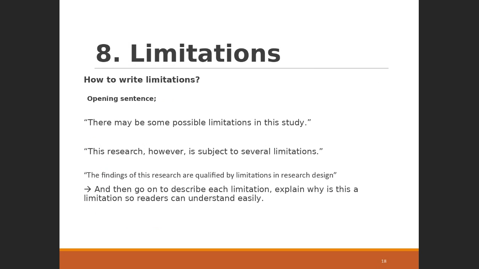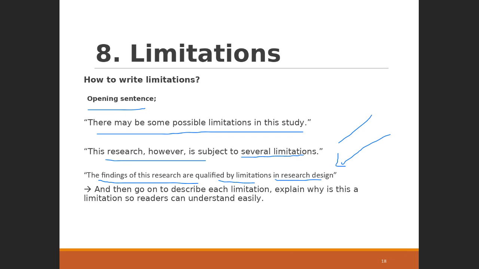Typically, a limitation section begins with an opening sentence that there may be some possible limitations in this study. That this research, however, is subject to several limitations. The findings of this research are qualified by limitations in research design. So these are some of the ways in which you can open your limitation section. And then you can go on to describe each limitation, and explain why it is a limitation so readers can understand easily that this is a limitation.